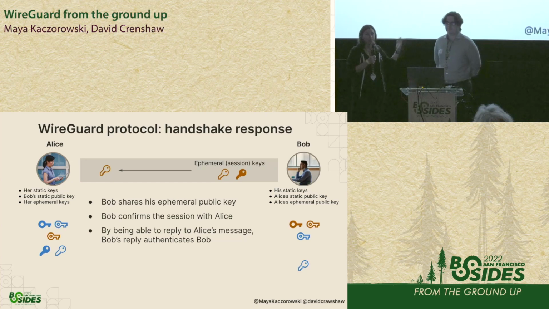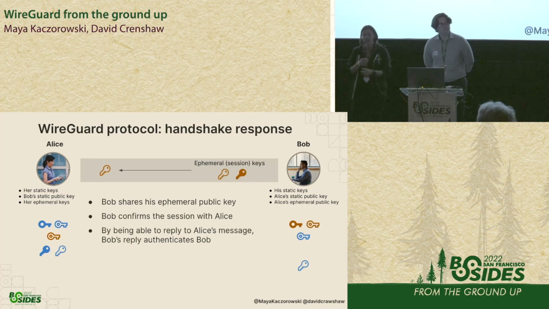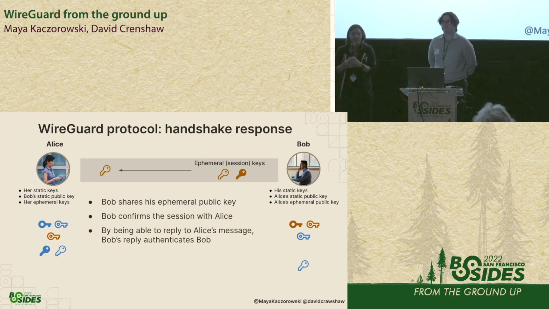So that message does a couple of things. Bob shares his public ephemeral key, which Alice will then be able to use in the next step to generate a session key. It confirms that the session is with Alice. The identifiers let Bob know that that's the session he's replying to, and the hashing and chaining makes sure that those messages are not replayable in the future. And it assures that only Alice can get this message, again, because it uses her public static key.